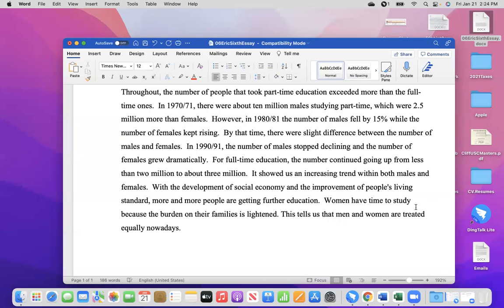With the development of social economy and improvement of people's living standard, more and more people get further educate. That's just tenses, so grammar tenses again, and then women have time to study. So how would you change this sentence to make it sound better? Do you mean I need to change the tense? Yeah, change the tense. You can keep the meaning of the sentence. I think the meaning is good, I understand it, but how would you change it to make it more clear?